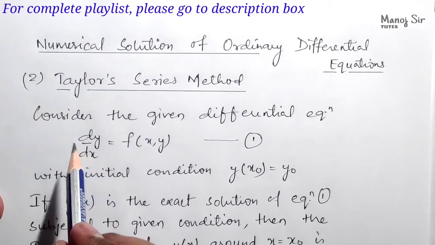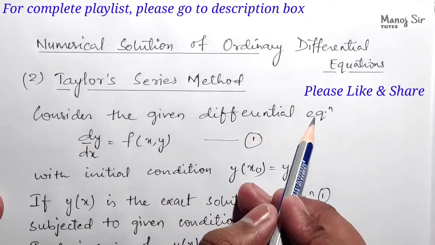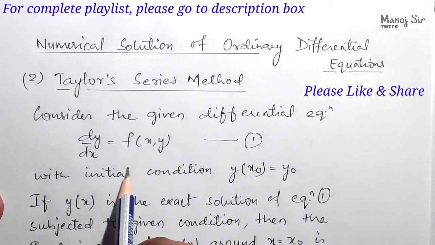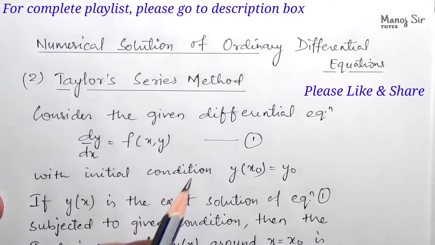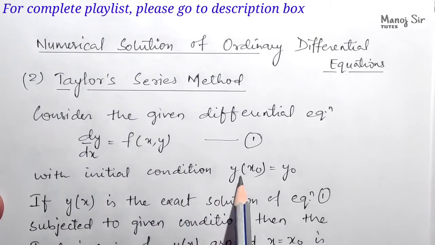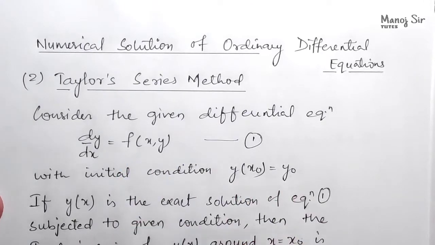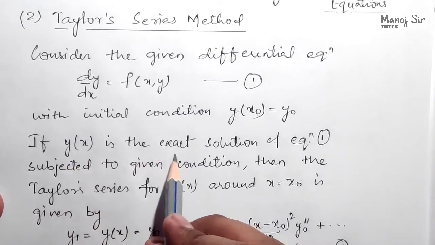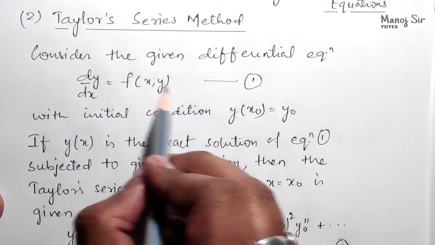Consider the given differential equation, dy/dx = f(x, y). Let's suppose this is equation number 1, and with this there is an initial condition given with the problem, that is at x = x0, y = y0. These two things are given in the problem. Let's say y(x) is the exact solution of equation 1.